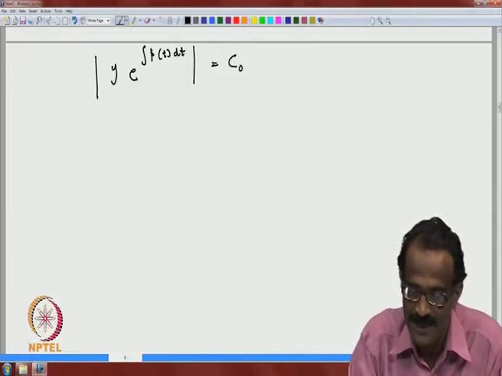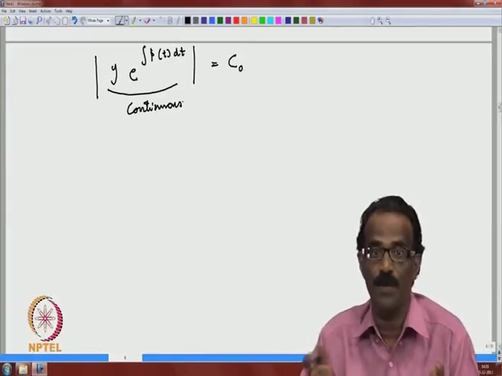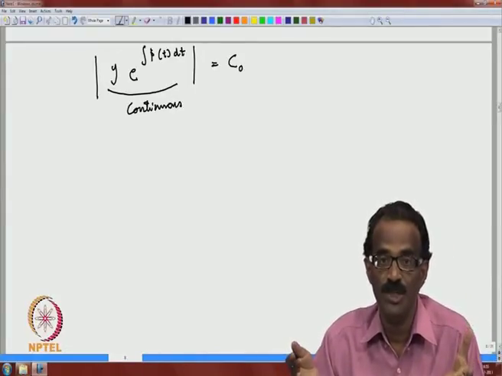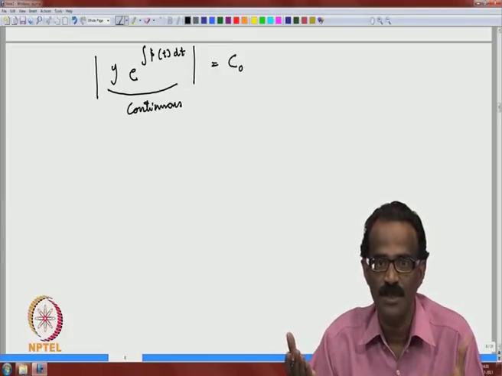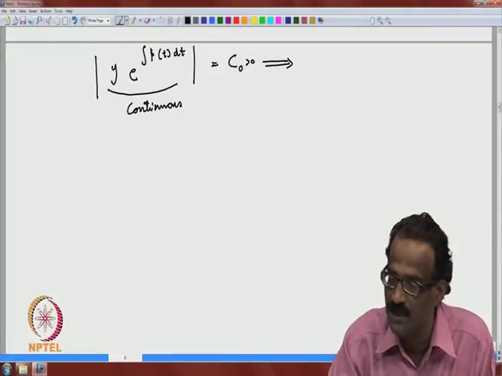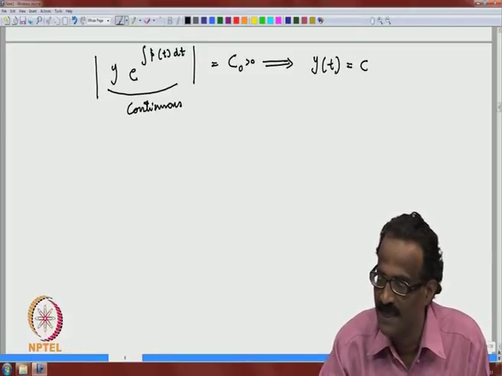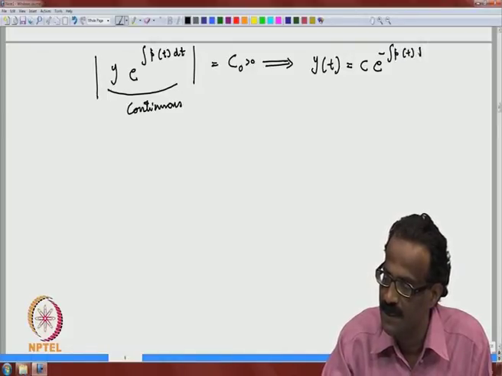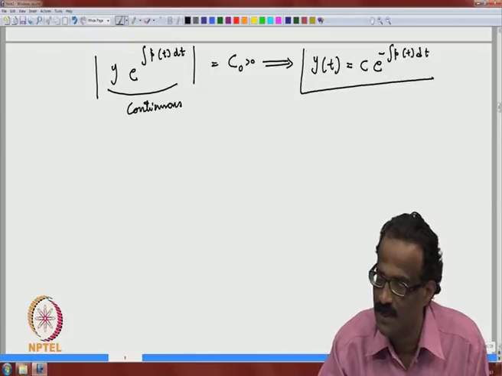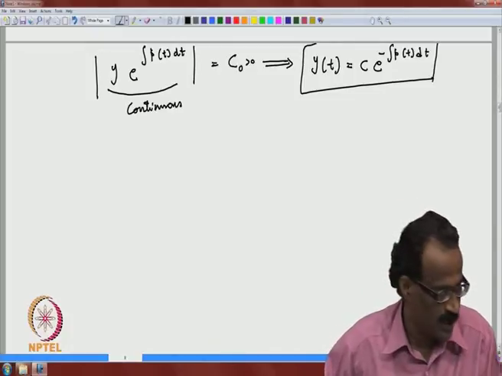Now, this is a continuous function, and this is our exercise, which you probably would have done by now. If you have a continuous function whose modulus is constant, that function itself will be constant, and in this case, because this is a modulus, it is positive. So, you will get your solution y(t) equal to e power c times e power minus integral of p(t) dt. This is the general solution.